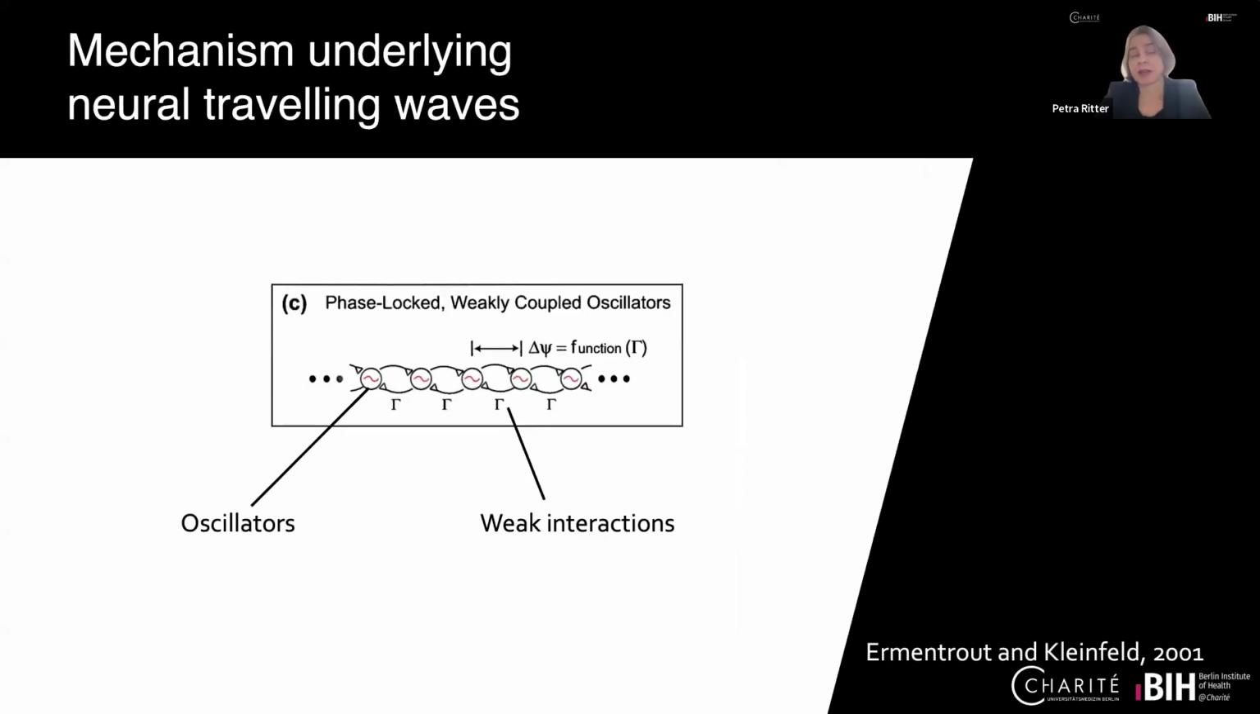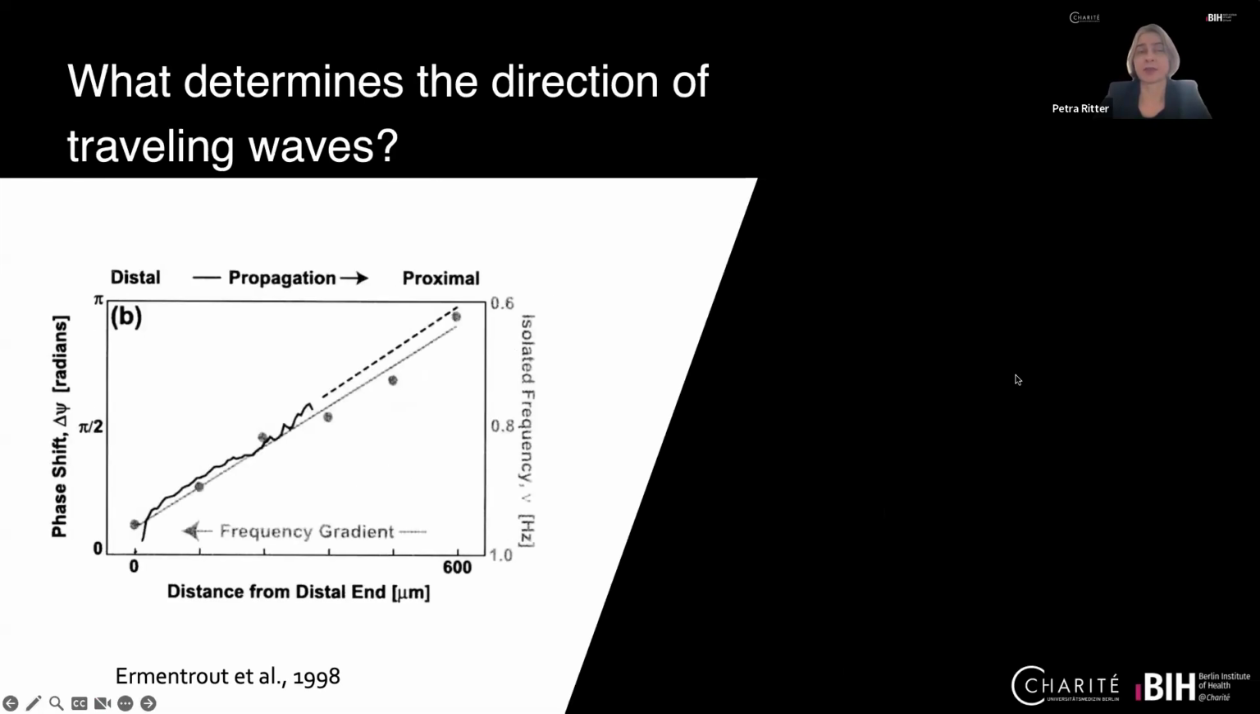So others have already investigated the generative mechanism of traveling waves, and a first study looked at phase-locked weakly coupled oscillators. With such phase-locked weakly coupled oscillators, it is certainly possible to generate traveling waves that travel either from one direction to the other or the other way around. So the question is now, what determines the direction of the traveling waves?